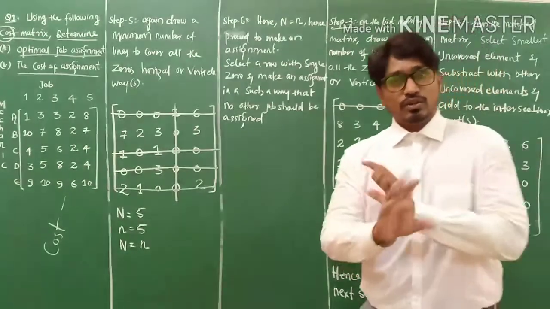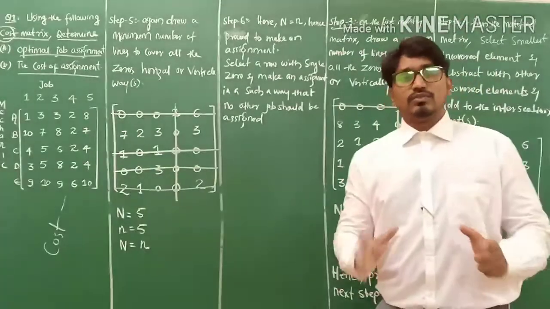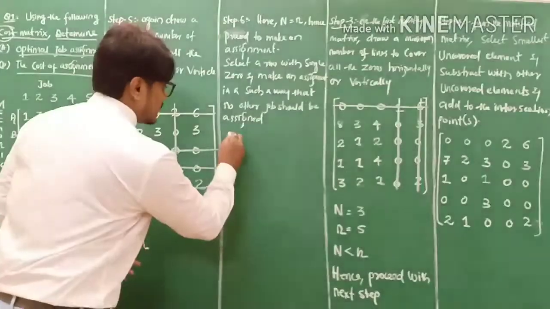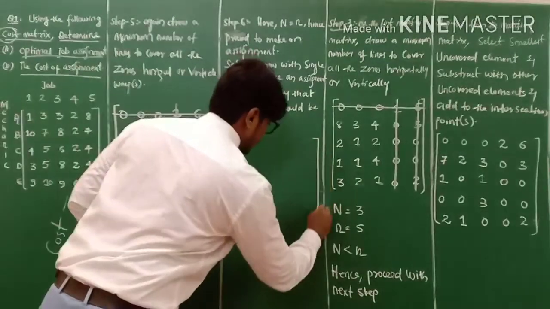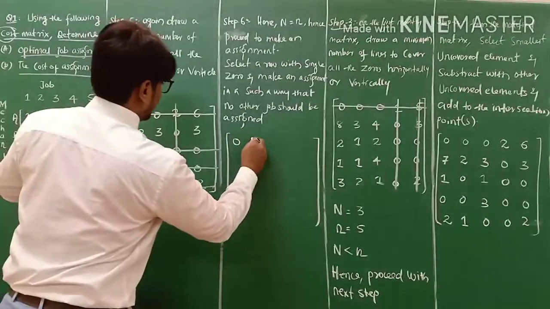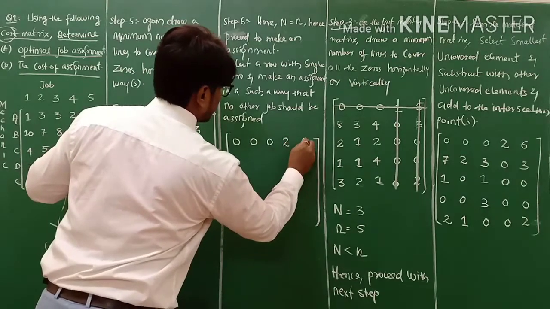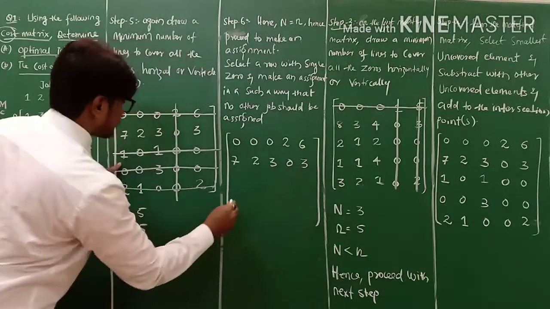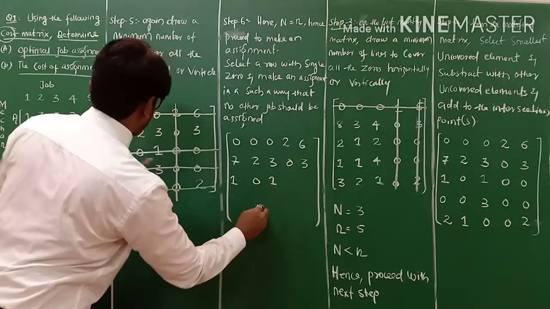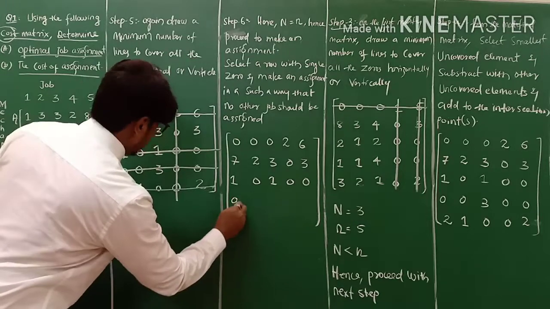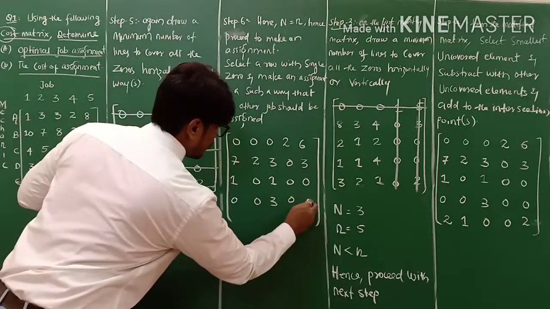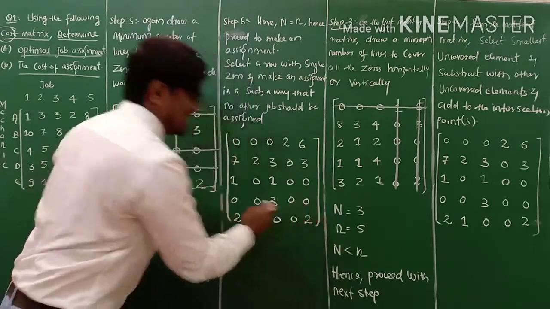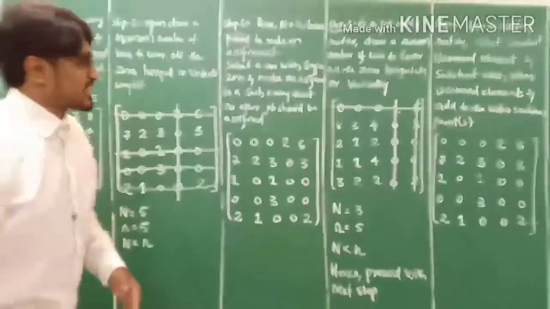So how to proceed? Don't worry, do not be confused. I'll explain in detail, and you will understand after looking at my example. Okay, now please take your previous matrix. So this is our matrix. I'll take 0, 0, 0, 2, and 6; 7, 2, 3, 0, 3; 1, 0, 1, 0, 0; 0, 0, 3, 0, 0; 2, 1, 0, 0, and 2. Now I apply step number six.